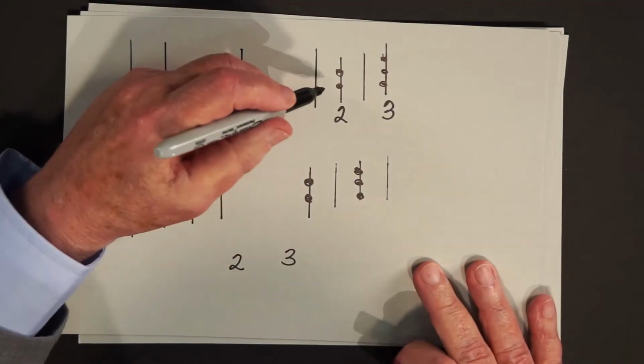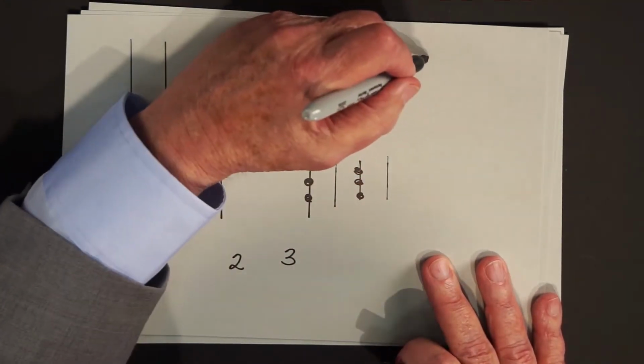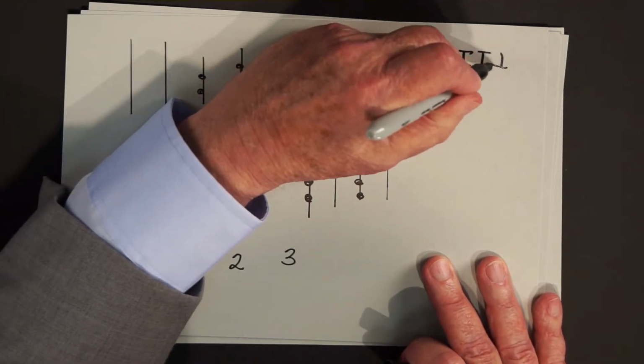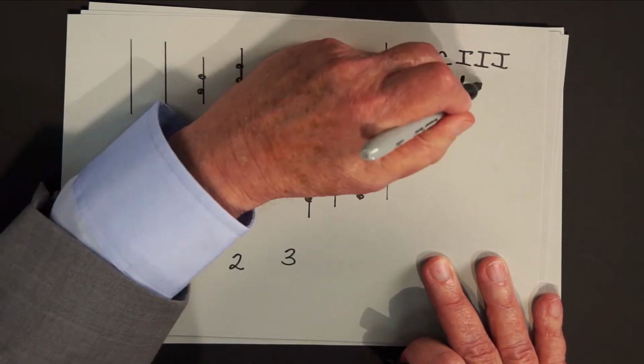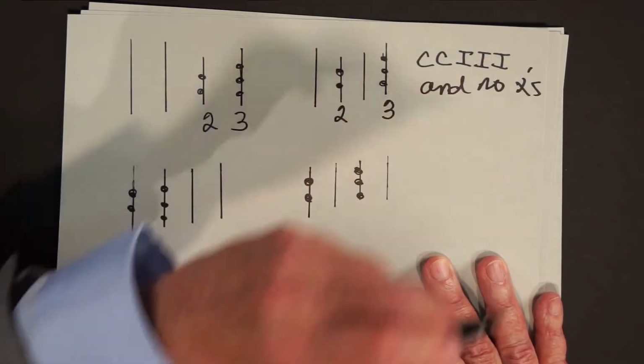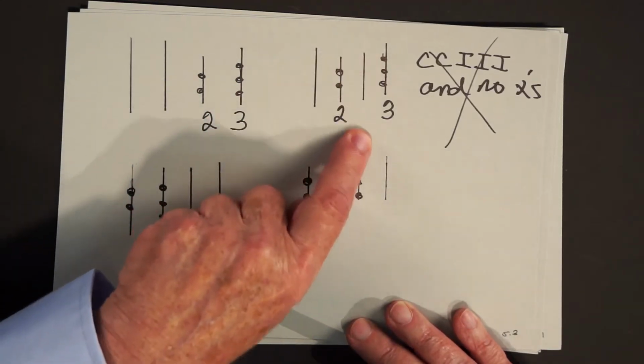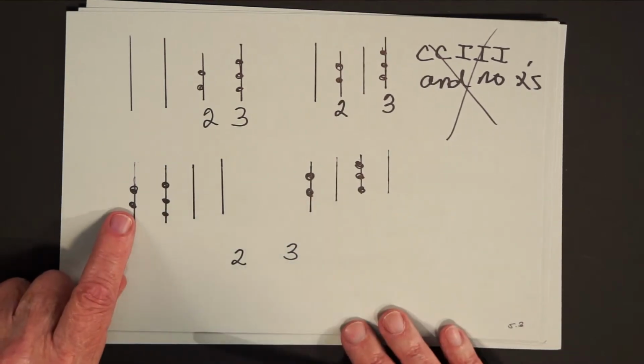For example, how would the Romans write 203? They would write C, C, I, and they wouldn't say, and no X's. Why would they say that? If the X's were there, you would have seen them. If there were stones on the tens line, you would have seen them. Same thing here. You look at this.